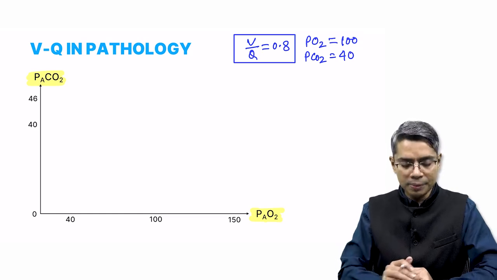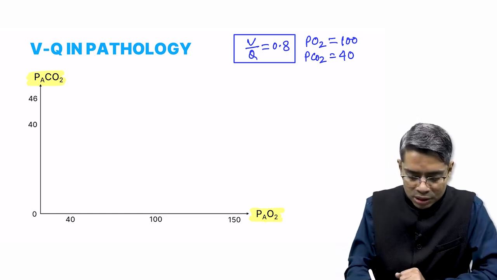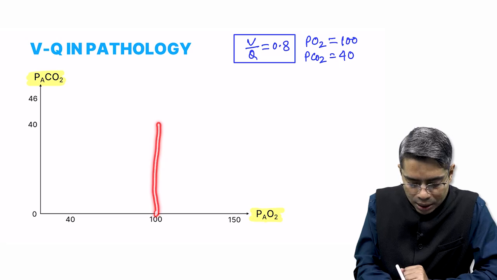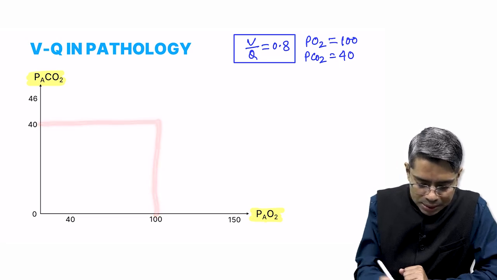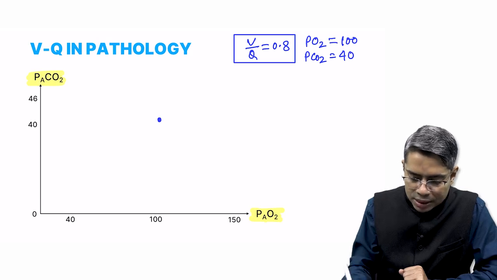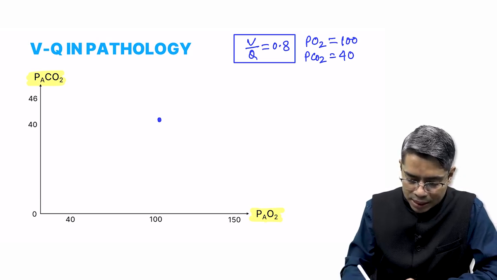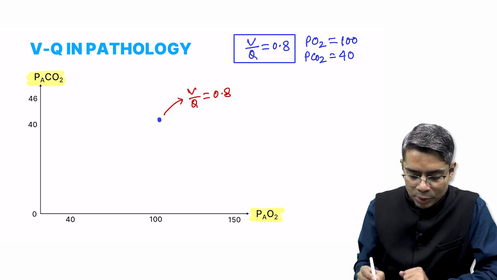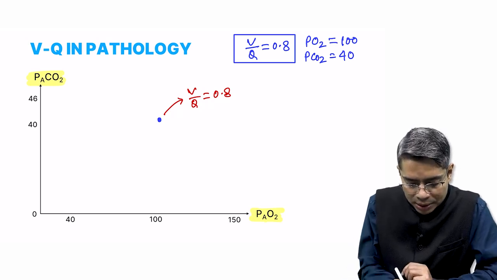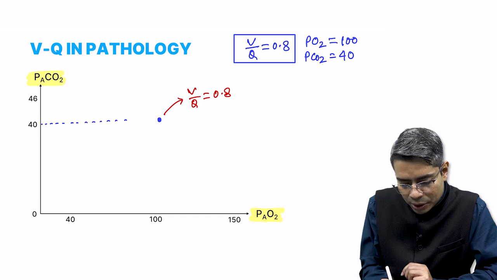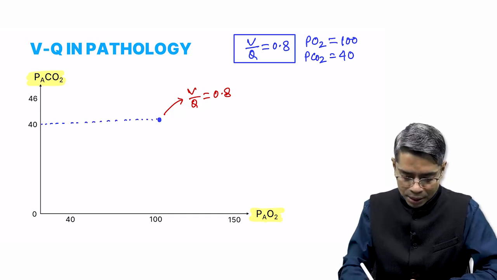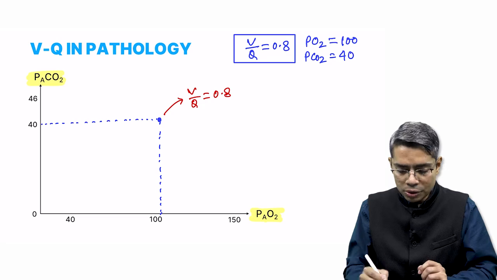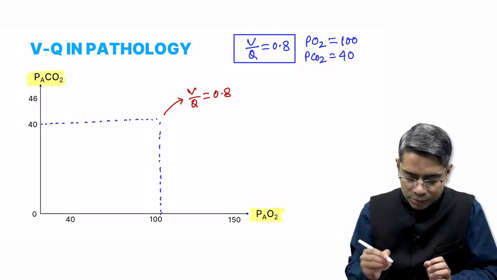40 millimeter of mercury. So in this graph, if you want to plot this for 100 and 40, partial pressure of oxygen is 100 and carbon dioxide partial pressure is 40, means if I take a point here, this point indicates that this has a VQ ratio of 0.8. Getting my point? So what is the meaning of this point? If you look at this point, partial pressure of carbon dioxide is 40 and partial pressure of oxygen is 100 millimeter of mercury. That is a VQ ratio 0.8. So this is the VQ ratio 0.8.